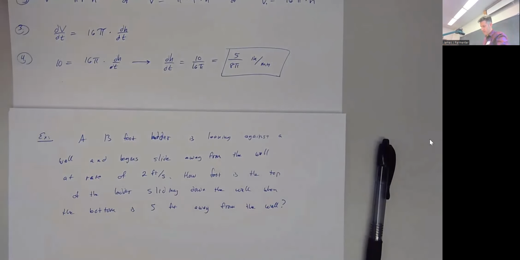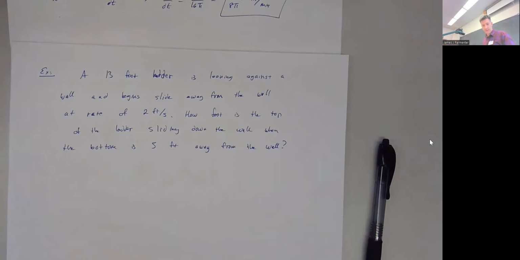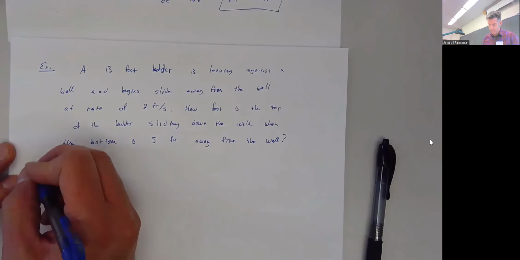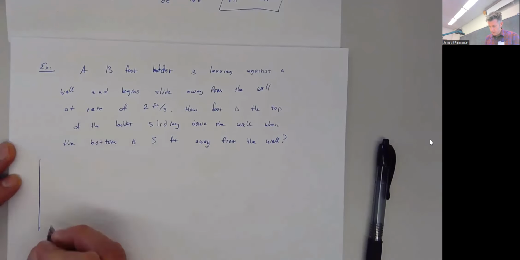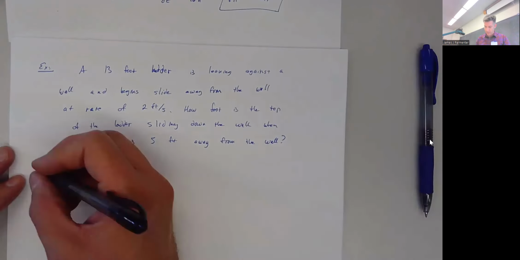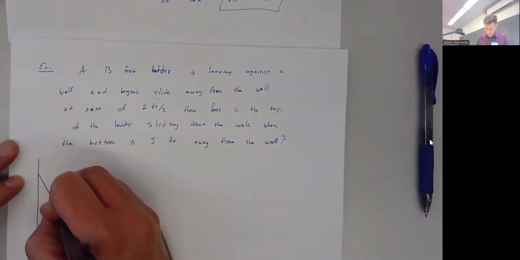And I'm sorry if the words are hard to read there. I'm trying to write too fast. Let me draw a picture for you. So whenever you see this kind of ladder situation, here's what they really mean. Here's my wall. Here's the ground. And there's some ladder propped up against it like this.